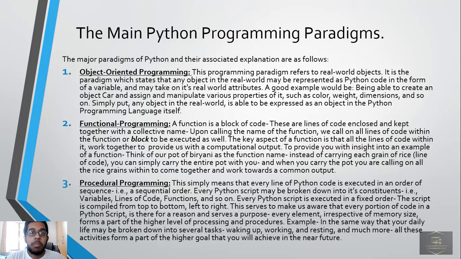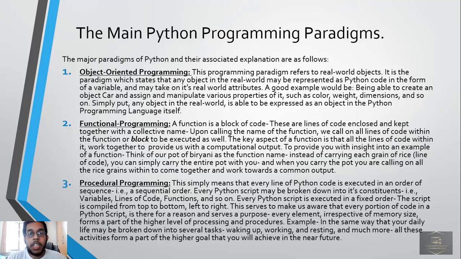Number one, object-oriented programming. This programming paradigm refers to real-world objects. It is the paradigm which states that any object in the real world may be represented as Python code in the form of a variable and may take on its real-world attributes. A good example would be being able to create an object car and assign and manipulate various properties of it, such as color, weight, dimensions, and so on.